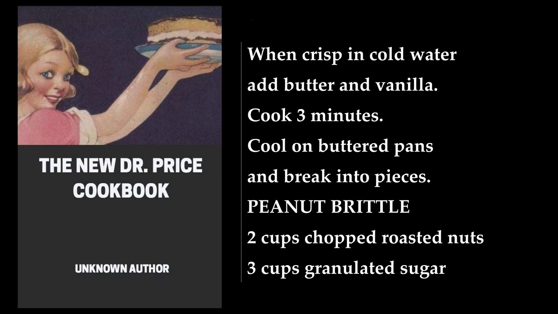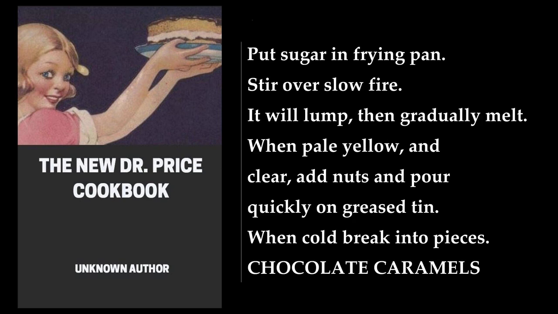Peanut brittle. 2 cups chopped roasted nuts. 3 cups granulated sugar. Put sugar in frying pan. Stir over slow fire. It will lump, then gradually melt. When pale yellow and clear, add nuts and pour quickly on greased tin. When cold, break into pieces.